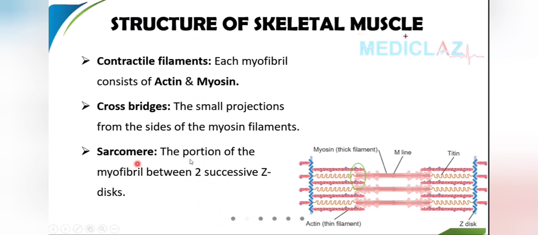Sarcomere. So what is the sarcomere? I told you the sarcomere is from this Z line to this Z line. This entire thing constitutes a sarcomere. It is the contractile unit of the skeletal muscle. Okay, fine.